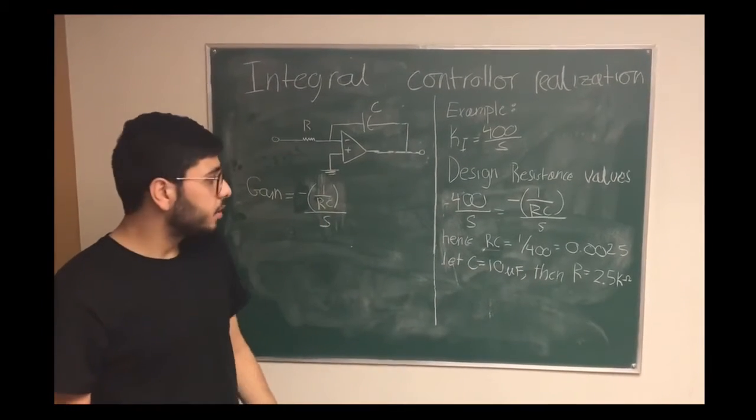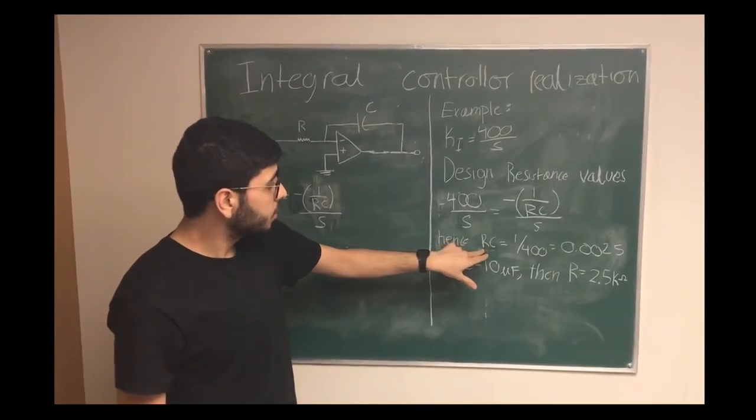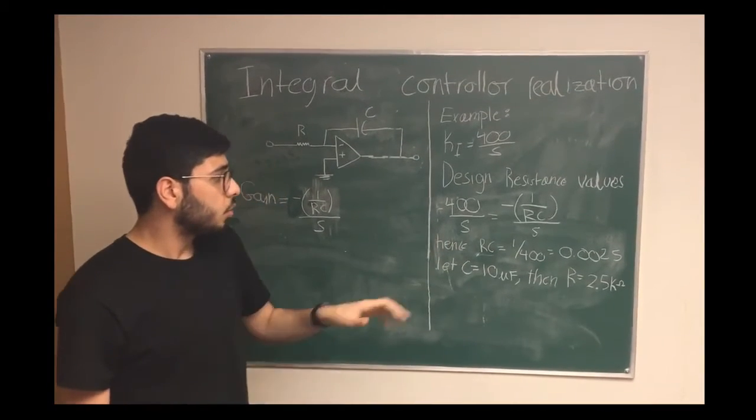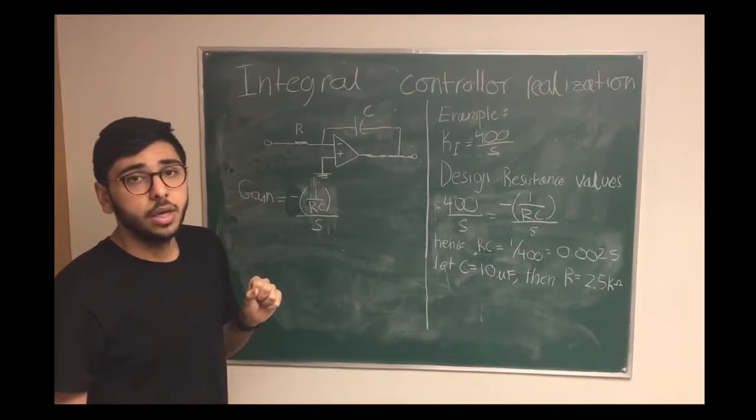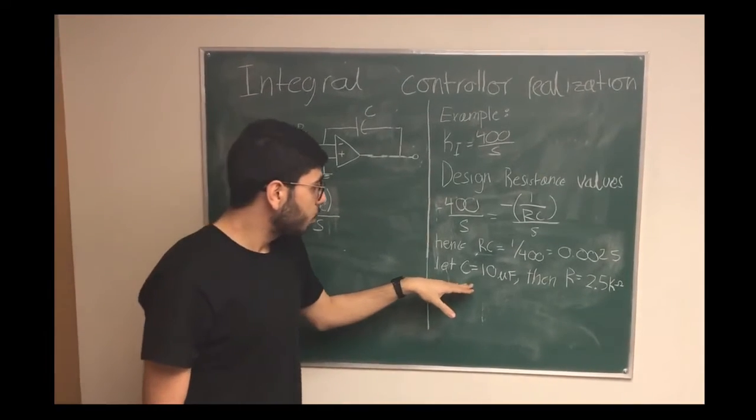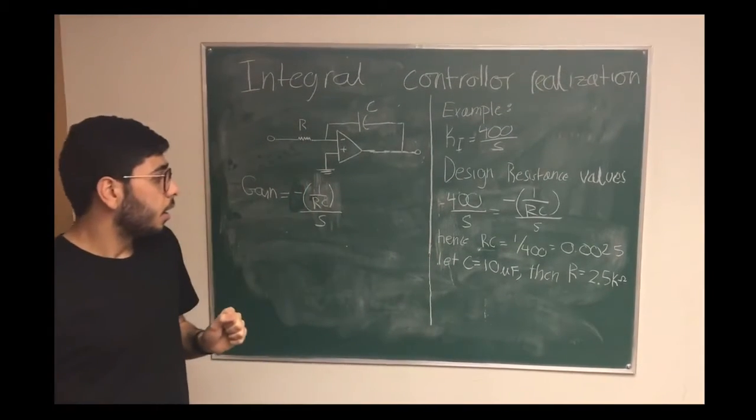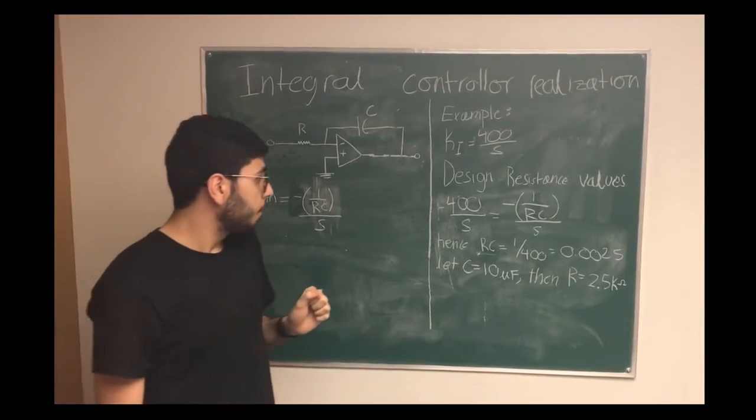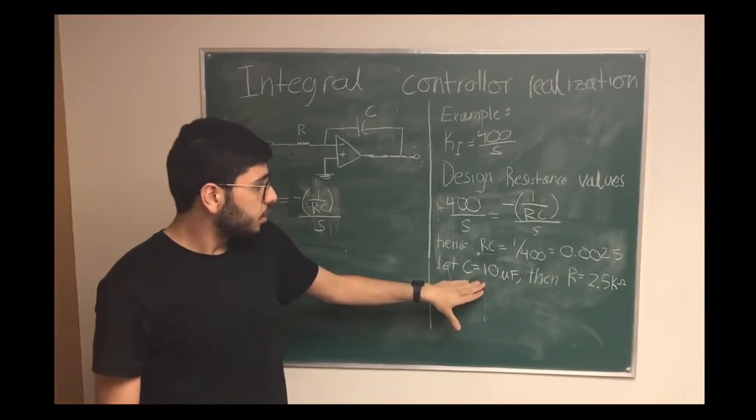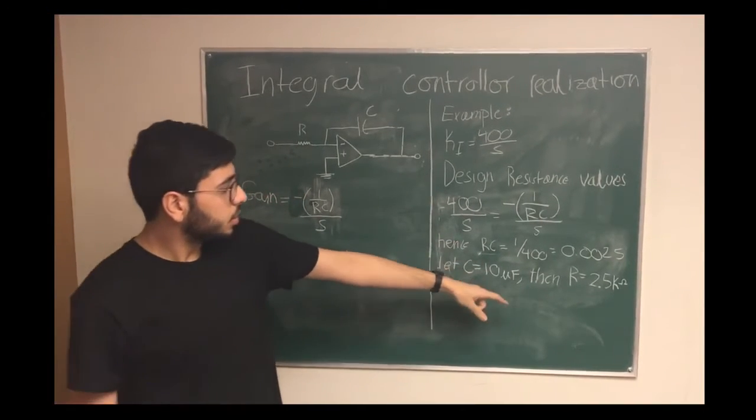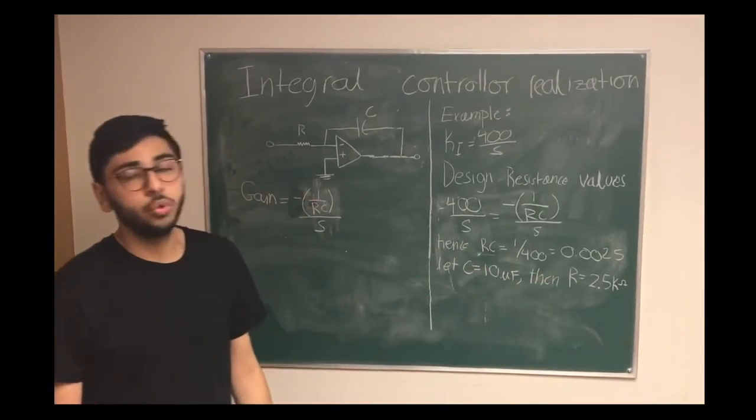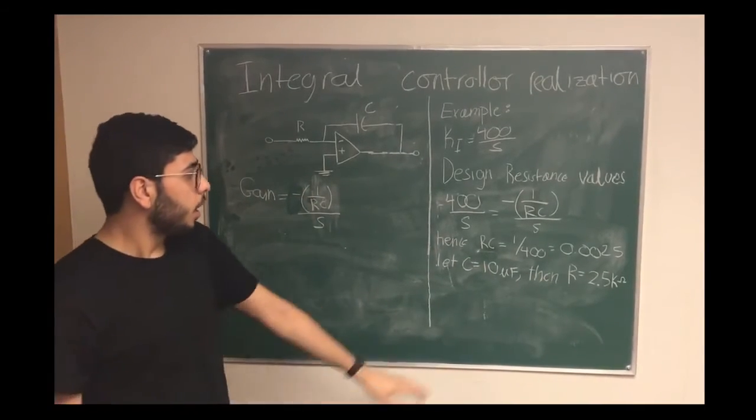At this point, we can design either a resistance value or a capacitor value in order to get this number. We decided to design our capacitor value, which we gave a value of 10 microfarad. When you insert this, it means that our resistance value has to become equal to 2.5 kilo ohm.